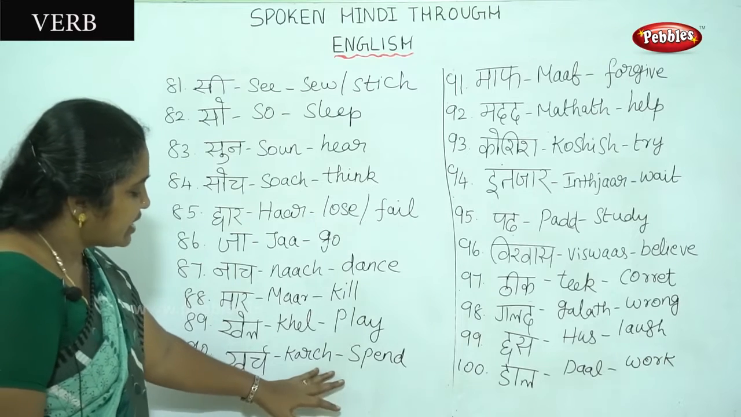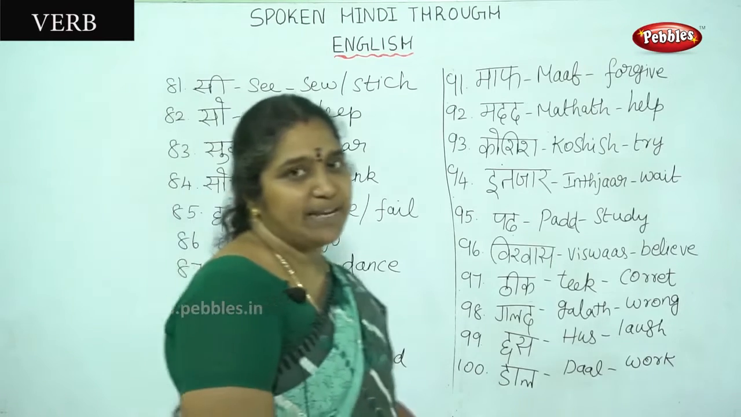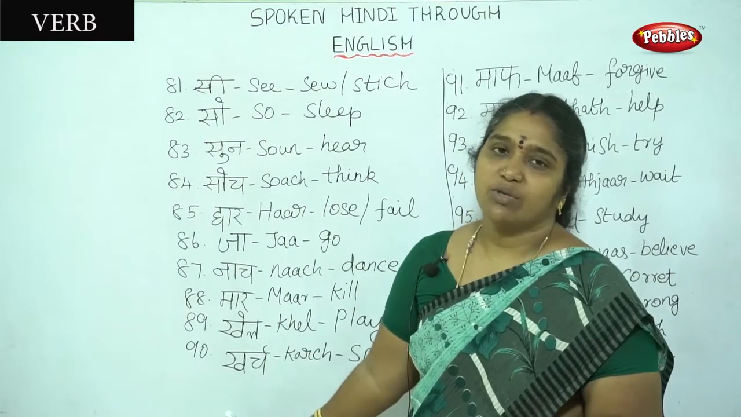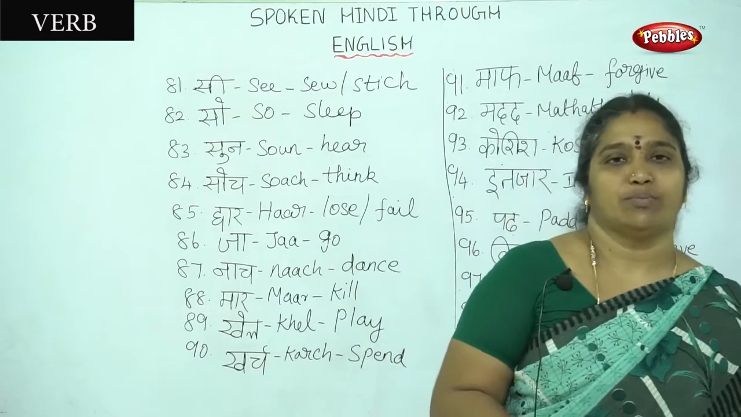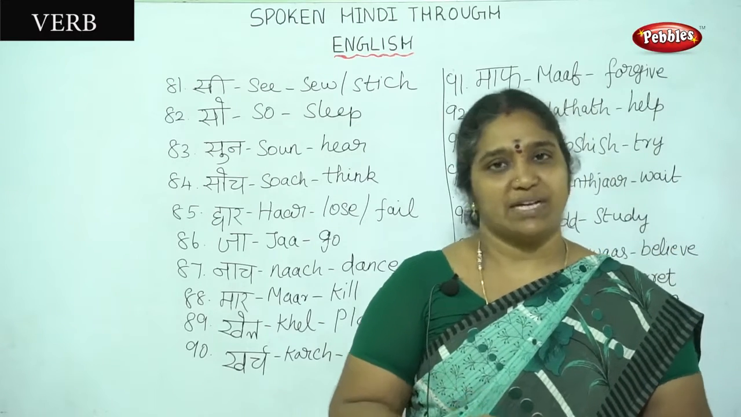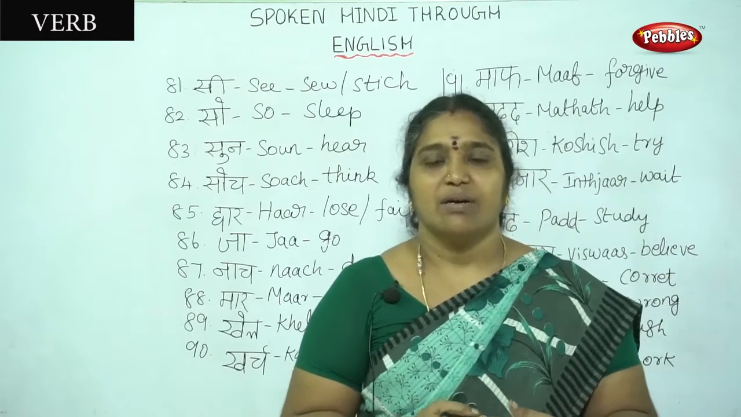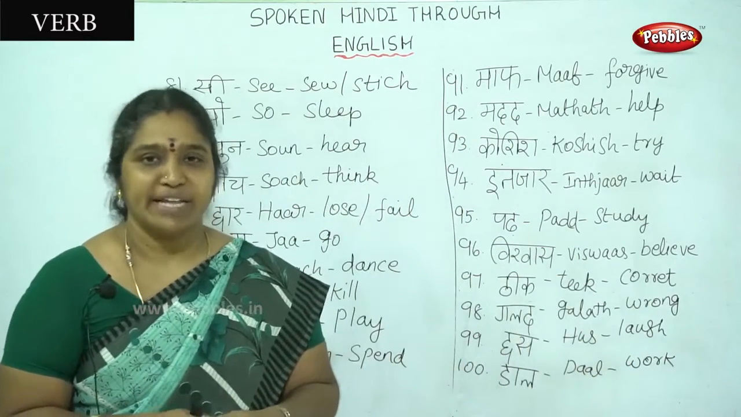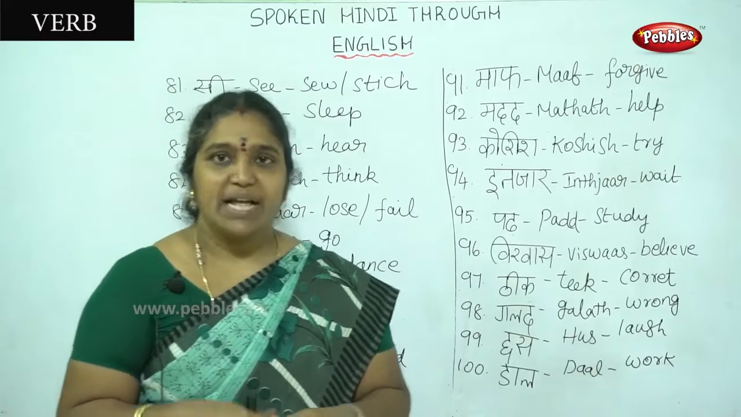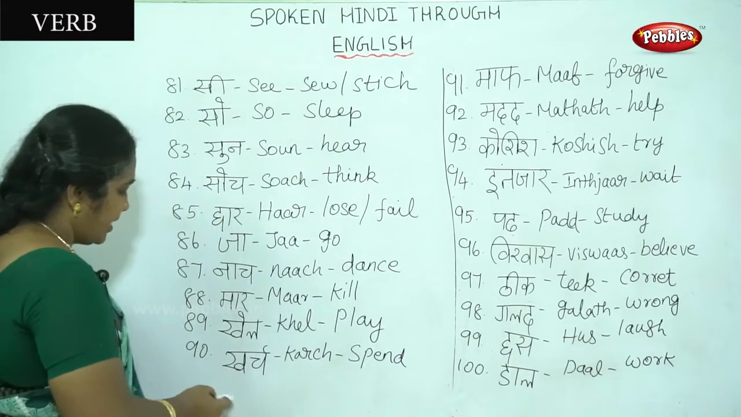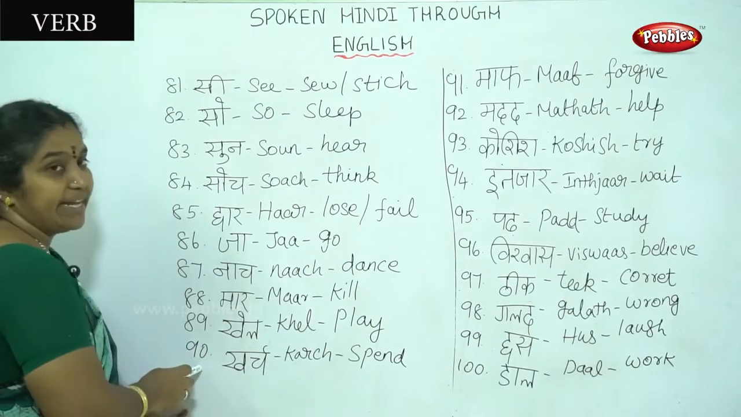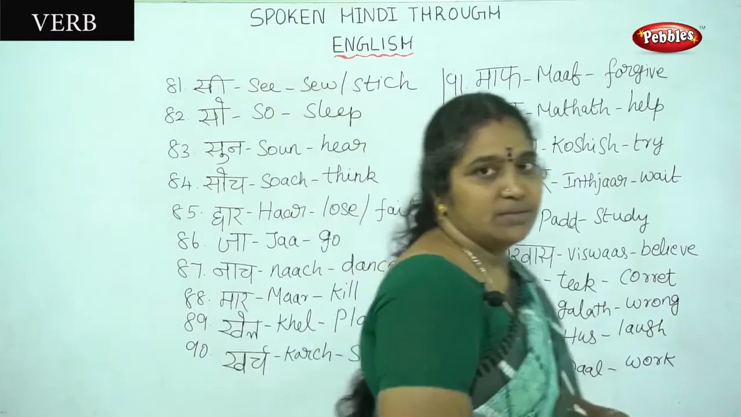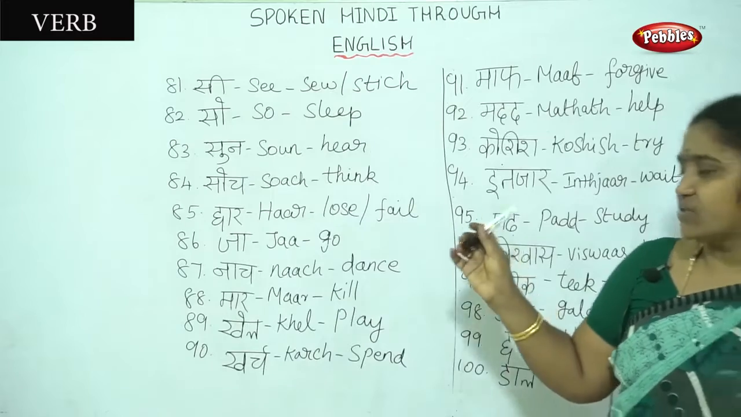The pronunciation is kharch. The meaning is spend. मैं बहुत रुपया खर्च कर रही हूँ. Rupaya and paisa are the same thing. It means I am spending a lot of money. That's all the first 10 verbs. Then we can go to the next one.